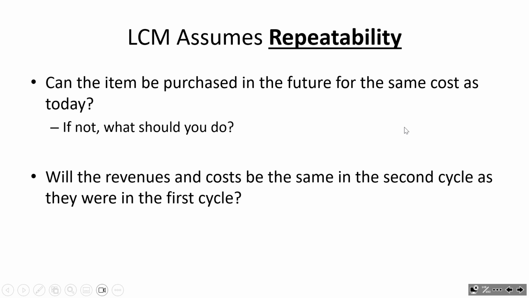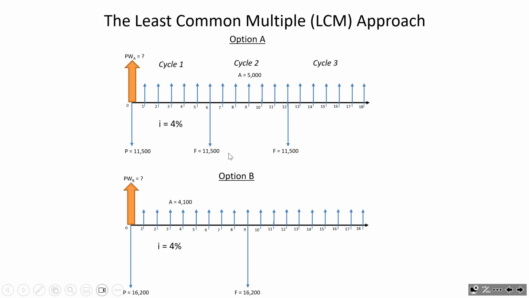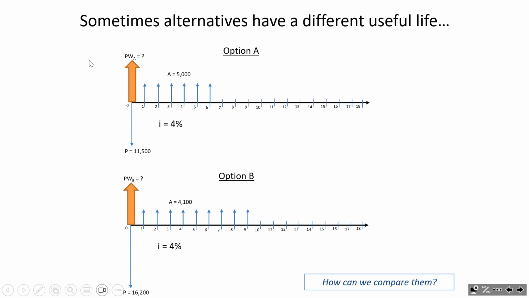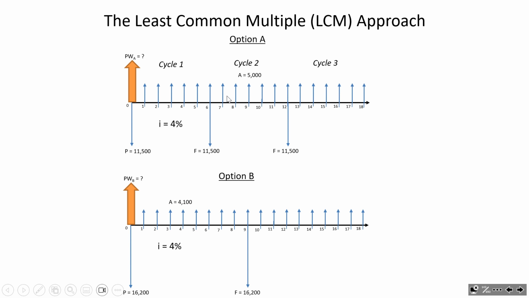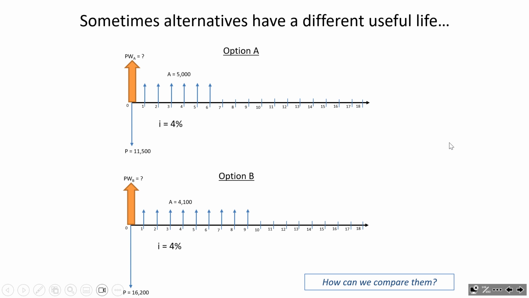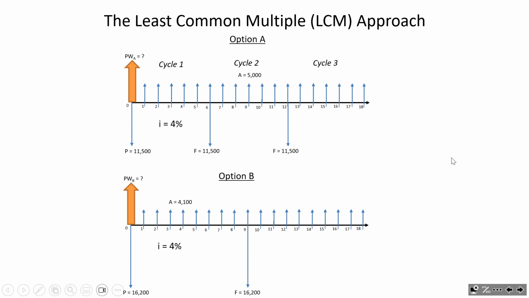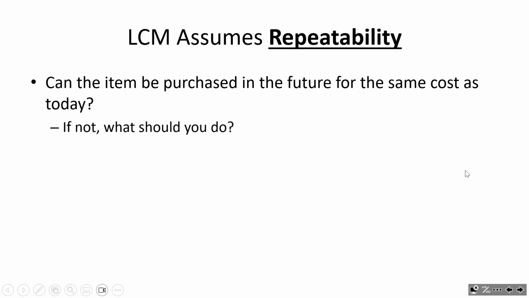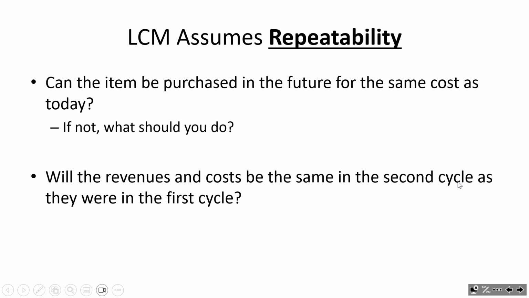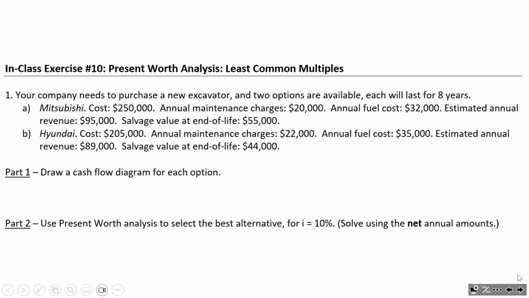The other thing you need to ask is, will the revenues be the same? Because what we've done here is just said, just take the first cycle and repeat it without any adjustments. Are your revenues going to be the same over time? That may or may not be what actually happens. And if not, then you need to adjust your assumptions.